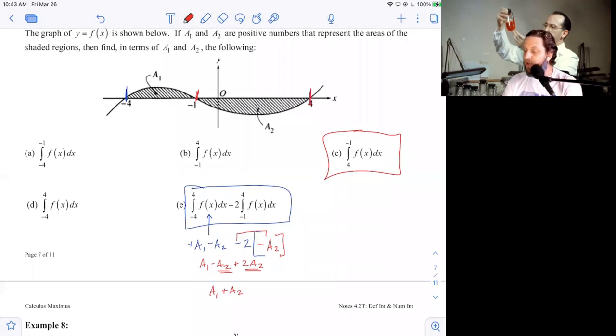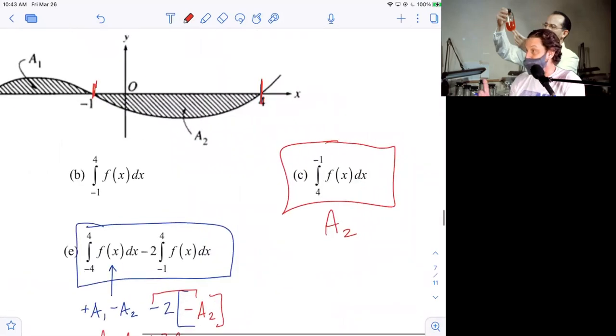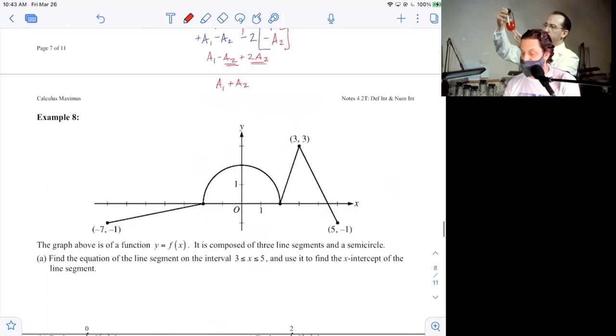What'd you get? A sub 2 or negative a sub 2? A sub 2. Good. And the reason is it's not negative, even though it's below, because we're going from 4 to negative 1, which is reverse chronological order. Okay? Reverse chronological order. Excellent. So you get that idea.